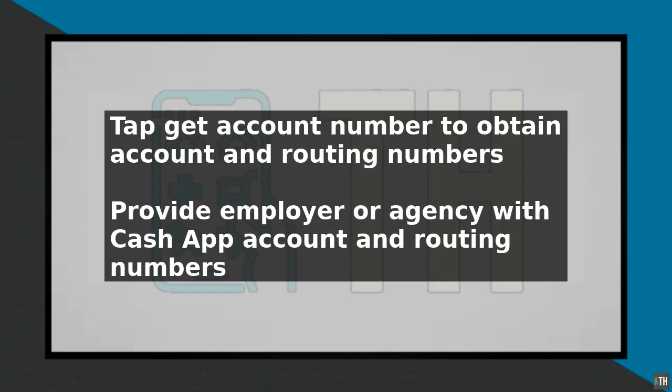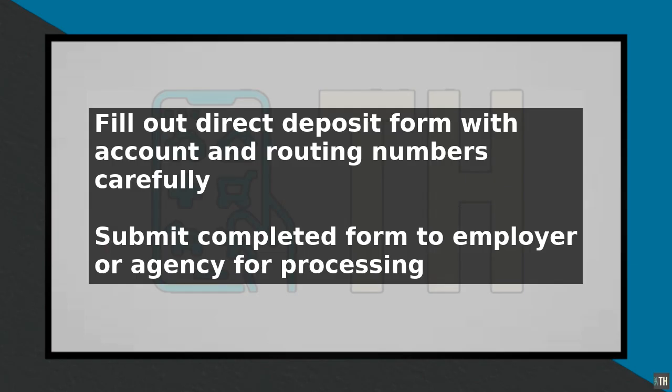You will need to provide your employer or the government agency with your Cash App account and routing numbers to set up direct deposit. You can find these numbers in the direct deposit section of the app. It is essential to note that the routing number for Cash App direct deposit is different from the one used for other transactions. Make sure to use the correct routing number to avoid any issues with your direct deposit.